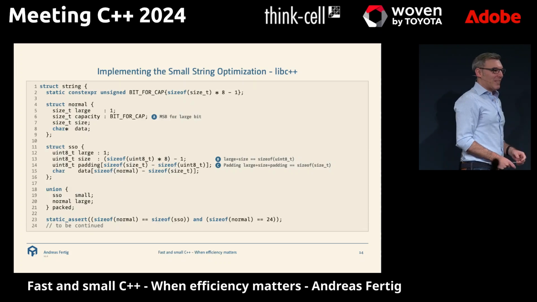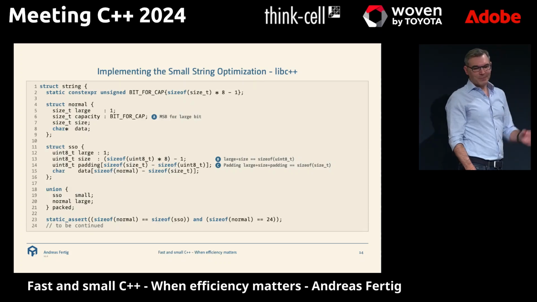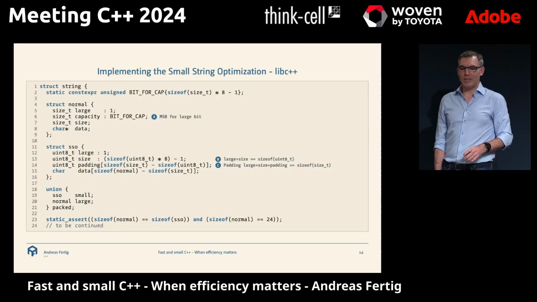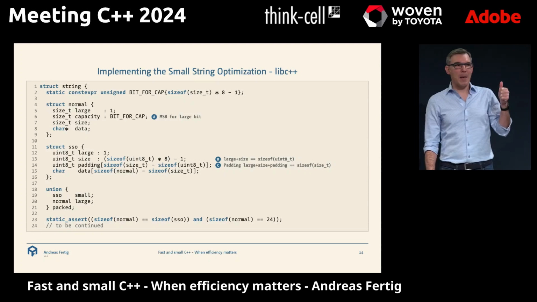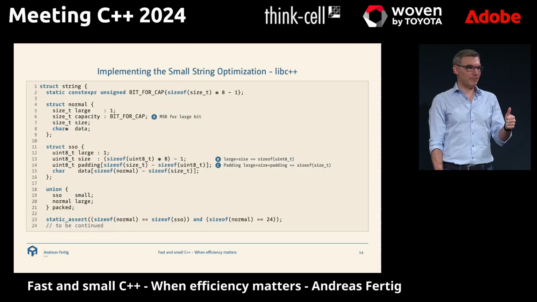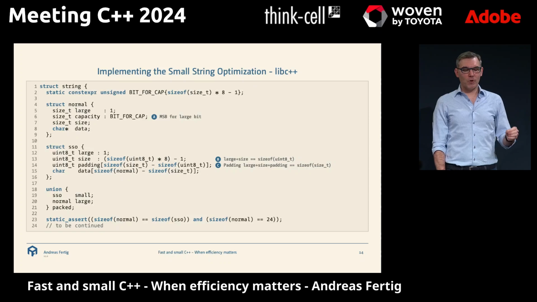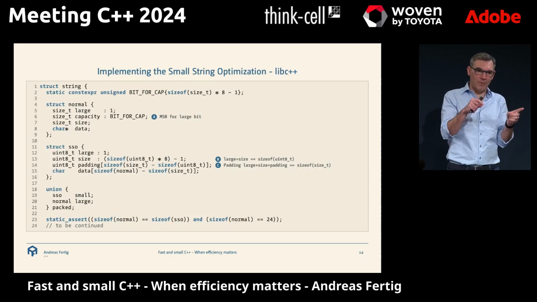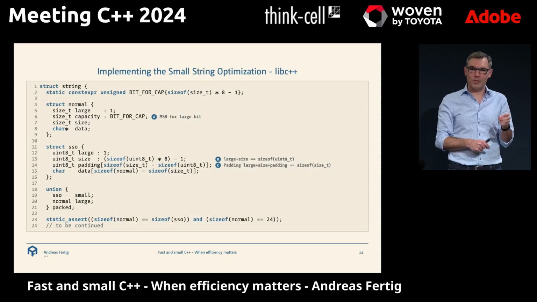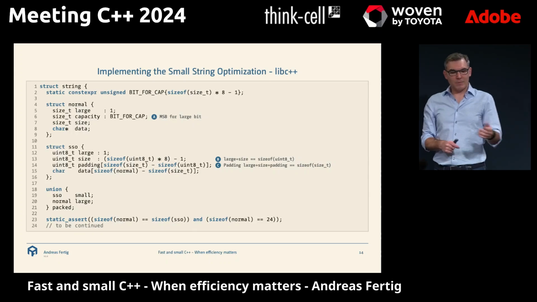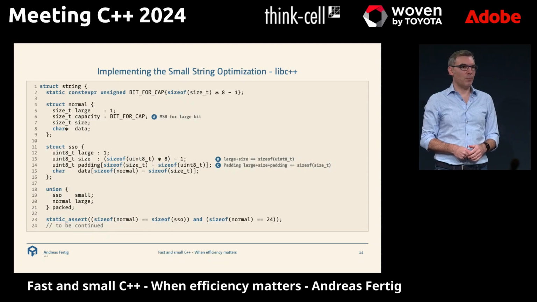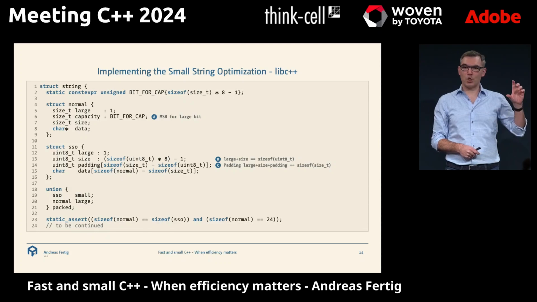So what Clang does is they have two structs, normal and SSO. And normal here starts with a size_t single bit field called large, followed by a size_t bit field capacity, which has the number of bits of a size_t minus 1, because that's the one we just spent for large. Then there is another data member size, also of type size_t, and a char pointer data. So that's the struct normal.